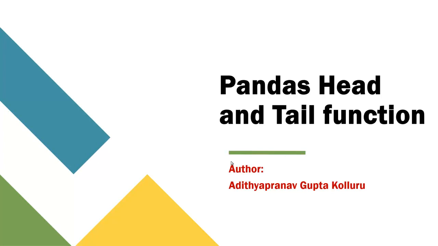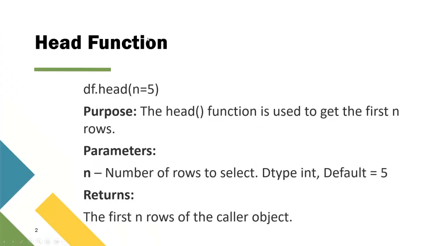Today, let us learn about the pandas head and tail functions. First, the head function. The head function is used to get the first n rows of the data frame.